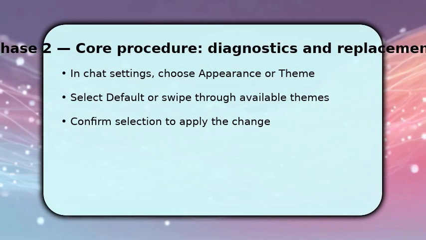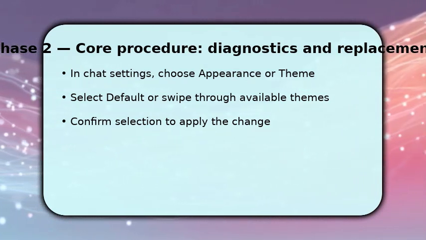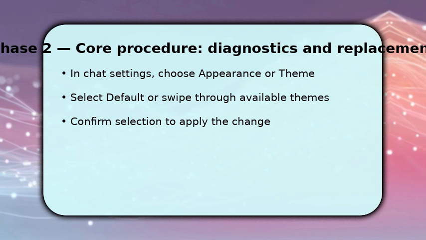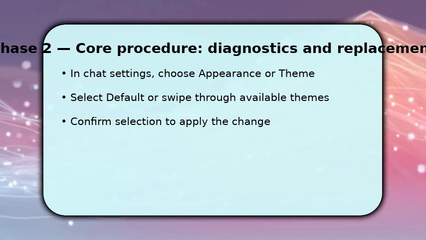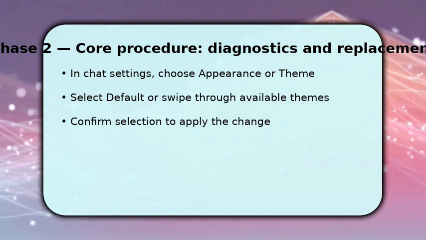Now in the chat settings, tap Appearance or Theme. Instagram labels vary by app version. You'll see a list or grid of themes. Select Default to remove a custom theme. Once you pick Default, Instagram resets colors, background, and special reactions to the app's standard look.